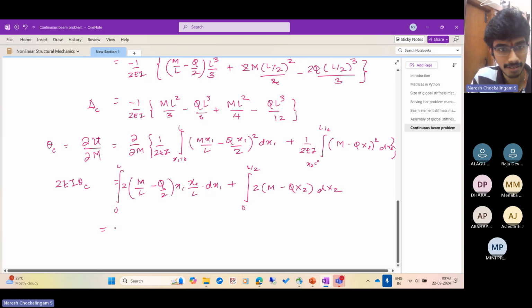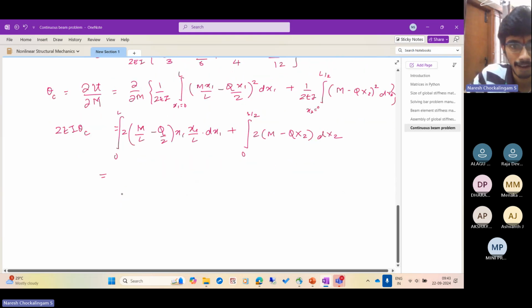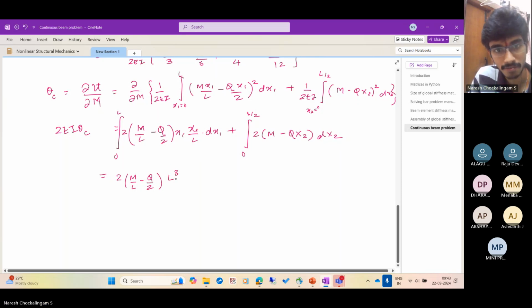Do this integral. So what do we get? Here it is x square, so it is 2 times (m by L minus q by 2). For x square, you'll get L cube by 3, times 1 by L, plus do this integral. You get first 2m L by 2 minus 2 x2, if you integrate, you get an L square. So it is QL square by 4.